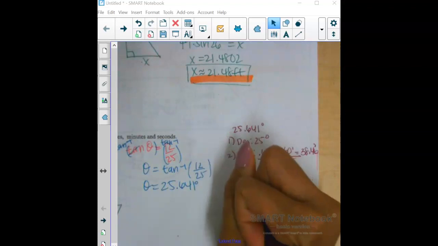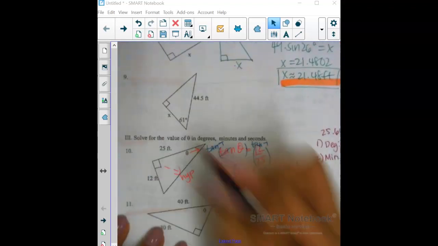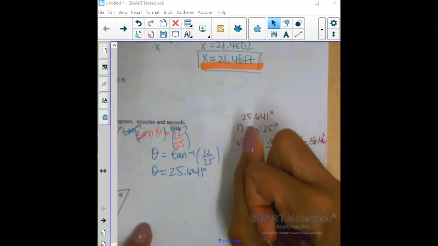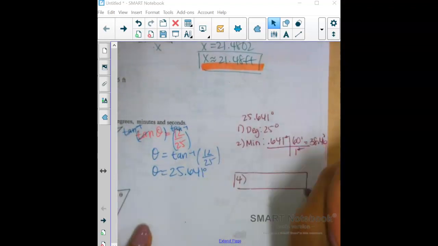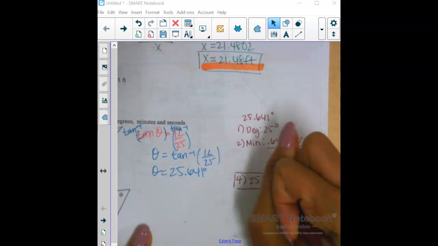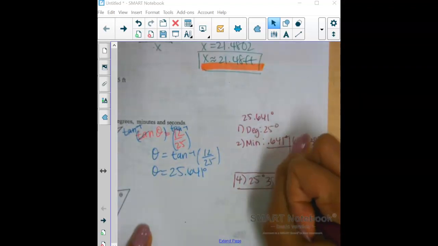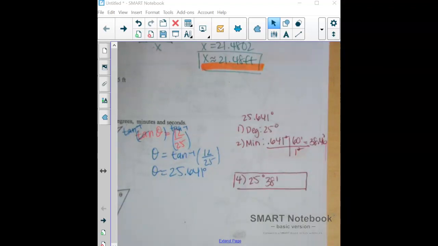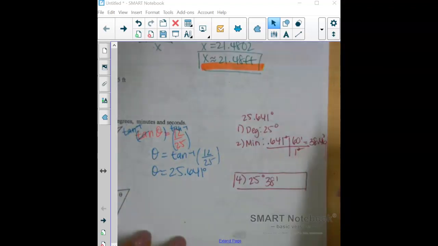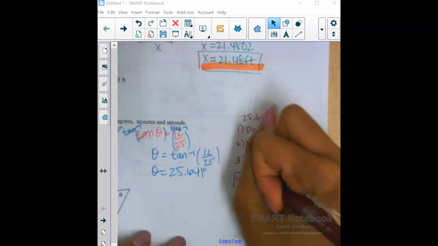Okay, so remember, our answer for this question is going to be in degrees, minutes, and seconds. I'm going to skip down to part 4 where my degrees, minutes, and seconds answer will be. I'm going to put the 25 degrees. And from here, we're going to use the 38 minutes. This decimal, 0.46, is going to help me with finding the seconds.